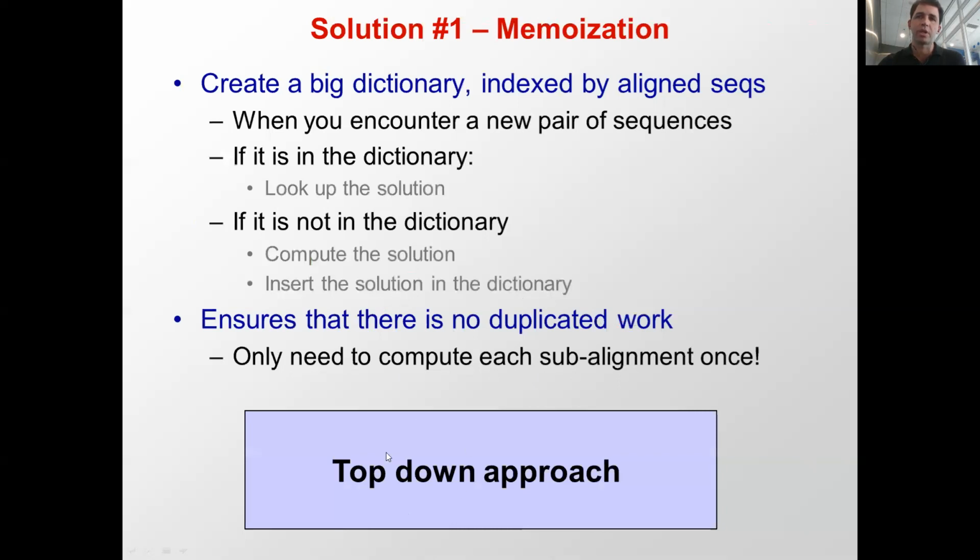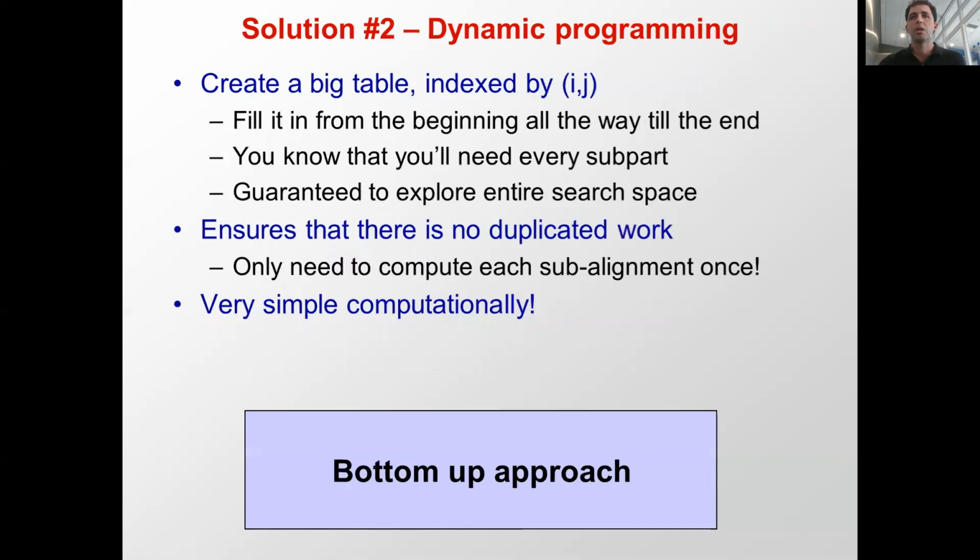And this is a top-down approach, where you don't have to worry about which sub-problems we're going to be solving. You start at the top, and whatever sub-problems you need to compute, you compute, and only those that you actually need. The alternative is a bottom-up approach, where you have a very big table, just like Fibonacci, indexed by these prefixes, i and j, and you fill in that table from the beginning all the way to the end. So you know that you already need every subpart, and then you just fill up that table with every subproblem.